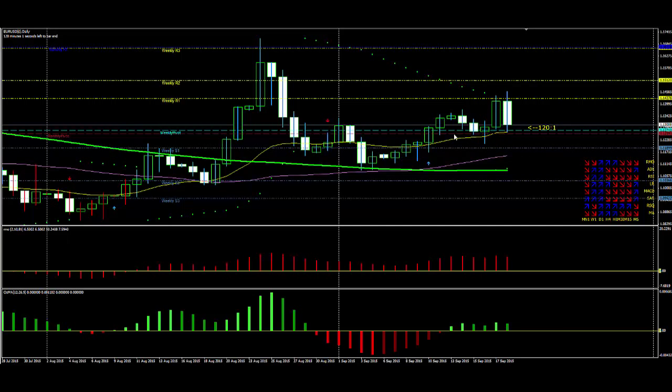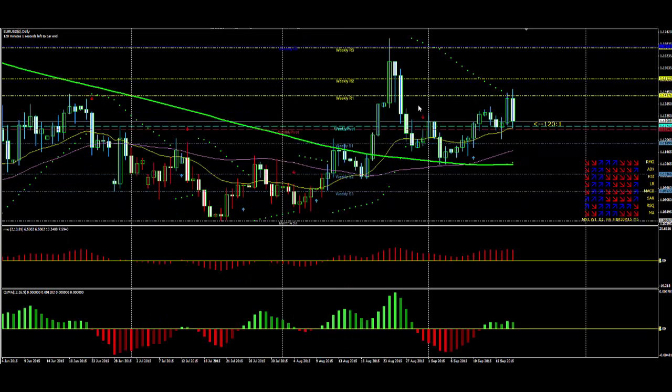Having said that, it's failed to make a new low, i.e. failed to close lower than Thursday, which still puts more emphasis on swing high, swing high, swing high, swing high. So as long as it stays above the weekly pivot and the monthly pivot, then we should be looking for further buying sentiment coming into this particular pair for the following week.